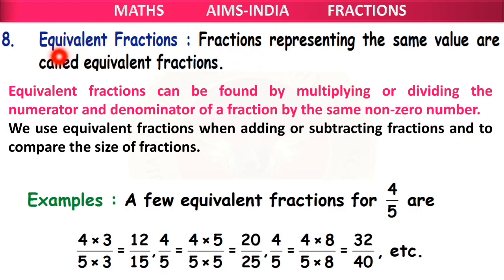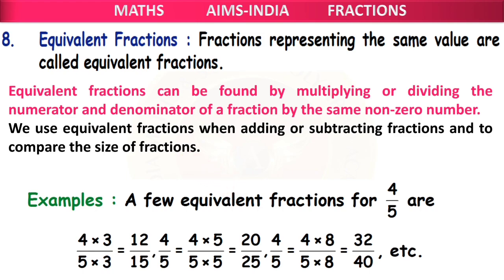Moving on to type of fraction number 8, equivalent fractions. Now what are these? Fractions representing the same value are called equivalent fractions. Now equivalent fractions can be found by multiplying or dividing the numerator and denominator of a fraction by the same non-zero number. We use equivalent fractions when adding or subtracting and to compare the size of fractions.